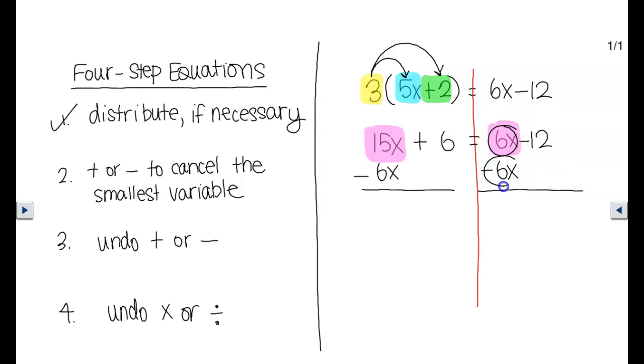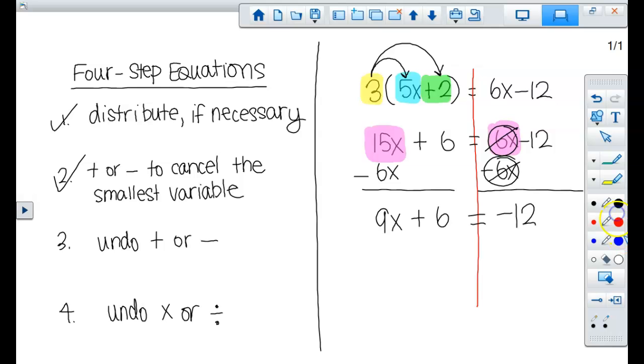Positive 6x minus 6x cancels out. So let's see what we have now. 15x minus 6x is 9x. We bring down the plus 6, and that is equal to a negative 12 on this side. Notice that 12 is negative. So step 2, done. Step 3, undo adding or subtracting.